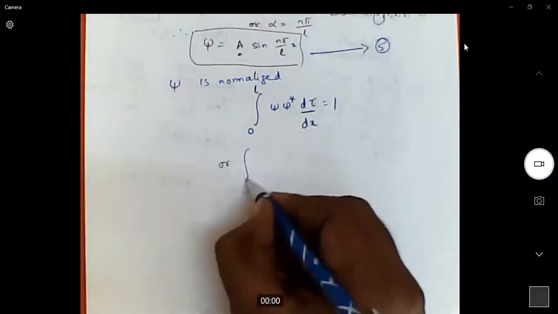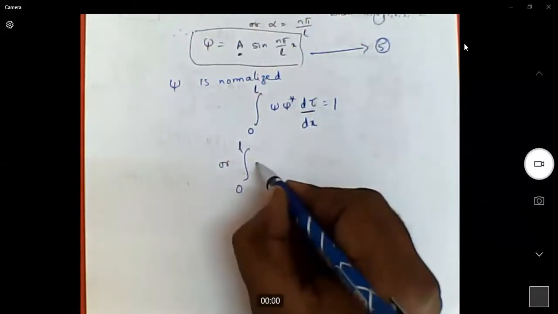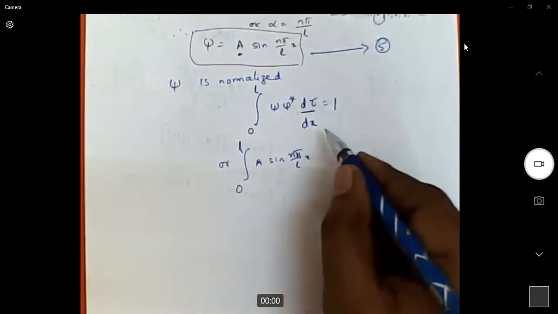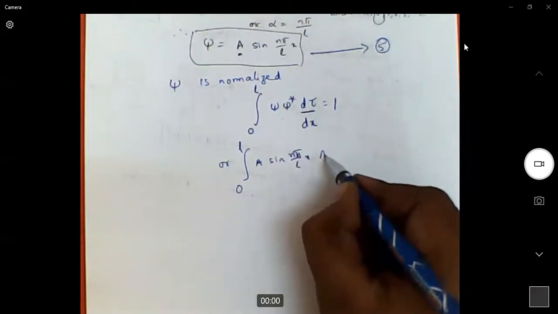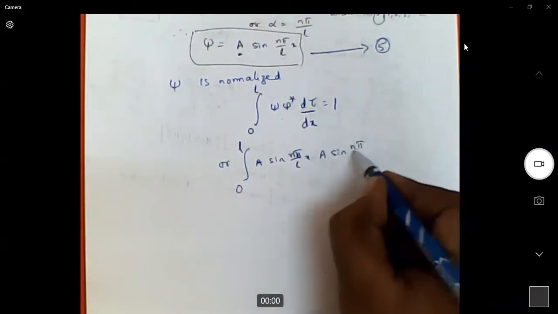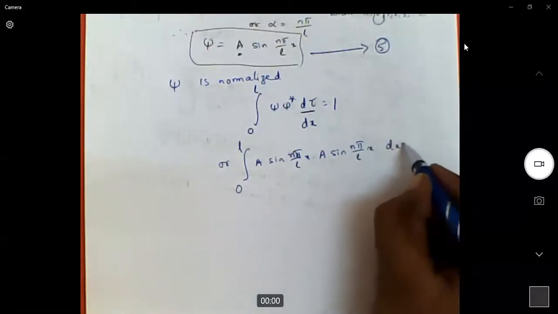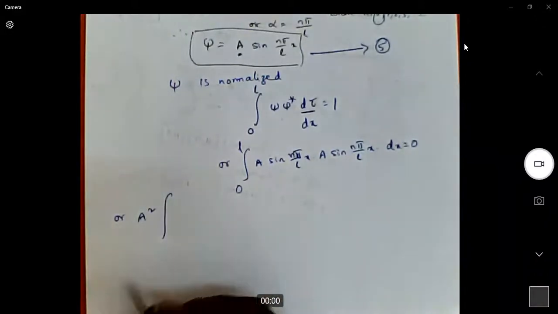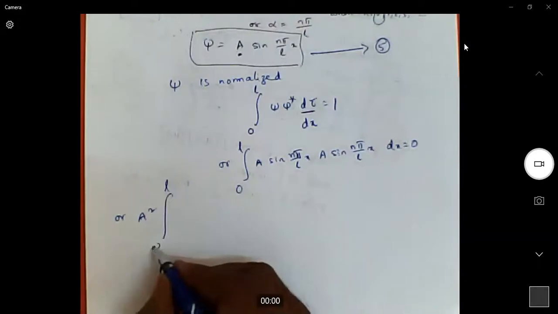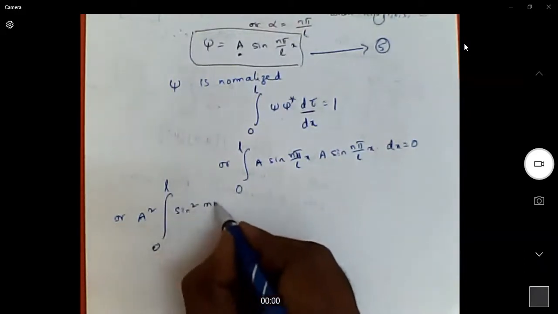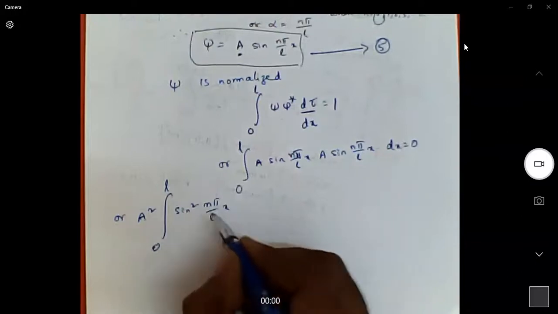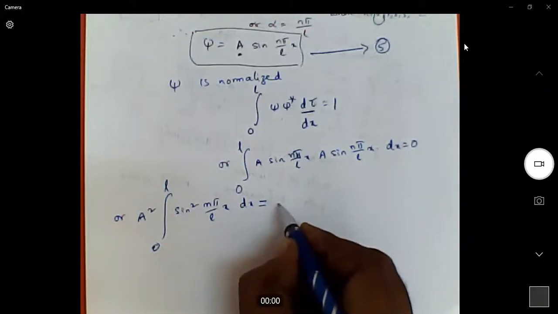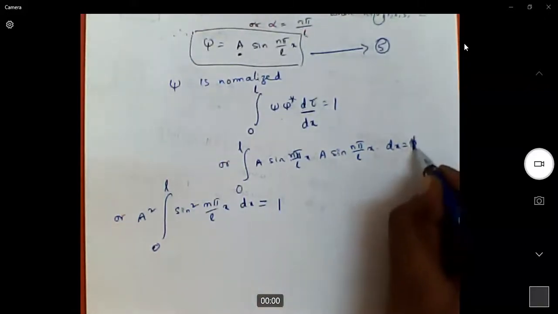So, integral 0 to L, what is psi? A sin (n pi by L) into x. What is psi star? Psi star is again A sin (n pi by L) into x, dx is equal to 1. Or A square, since it is a constant, we will make it outside, integral 0 to L sin square (n pi by L) into x into dx is equal to 1.